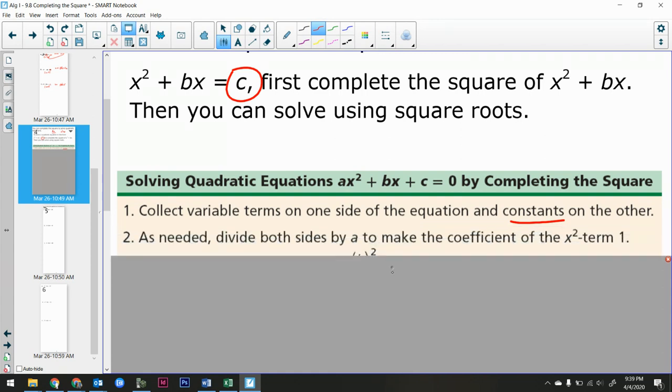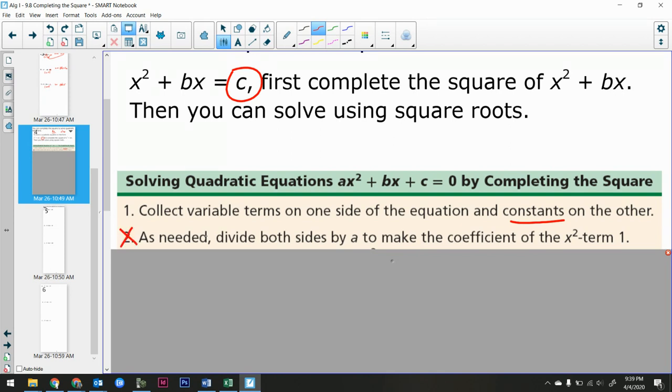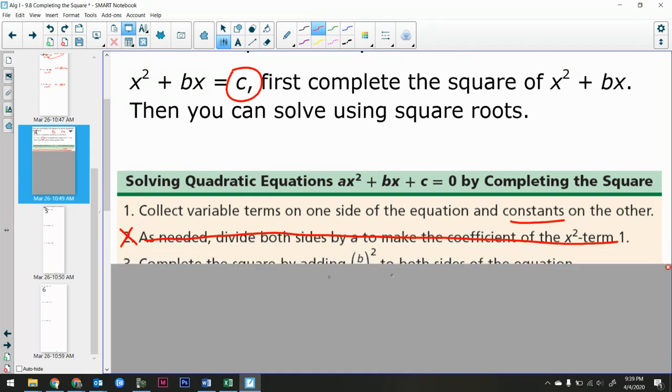Second step, and now this is what we're editing out. We are not going to have to do step 2. So you can kind of cross that out. We do not need to do step 2. That's if we were going to do the full-blown whole section 9.8, but we're not going to.